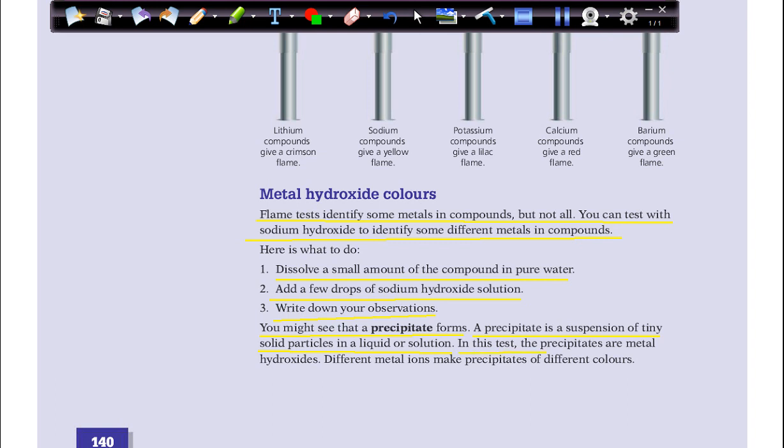In this test, the precipitates are metal hydroxides. Different metal ions make precipitates of different colors. So here, if we saw a precipitate forming in the test tube, that means it's a metal hydroxide, like sodium hydroxide, lithium hydroxide, potassium hydroxide, calcium hydroxide. But different metal ions can make different precipitate colors. So what are these colors? Let's see together in the next page.